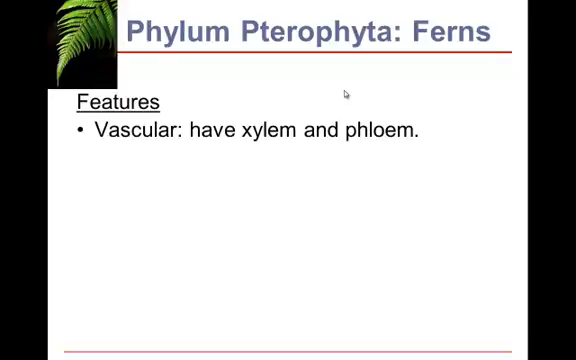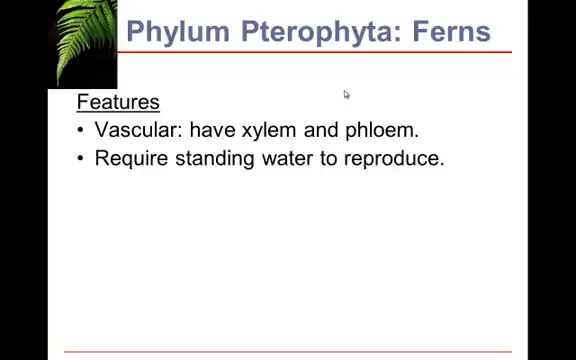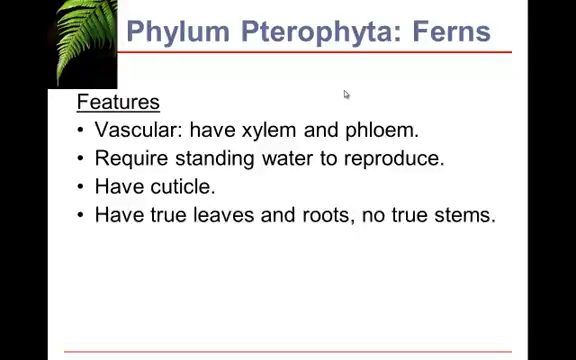They have both xylem that carries water and provides support, and phloem that carries food in the form of dissolved sugars. The ferns require standing water to reproduce because the male gamete is a flagellated sperm that swims. They have a better developed cuticle than do the bryophytes, or the mosses and liverworts.